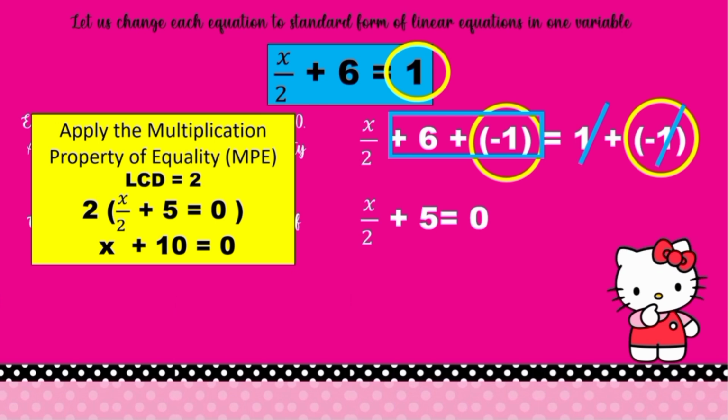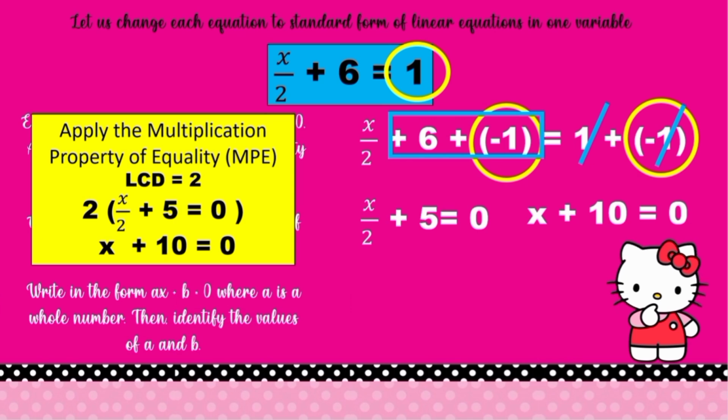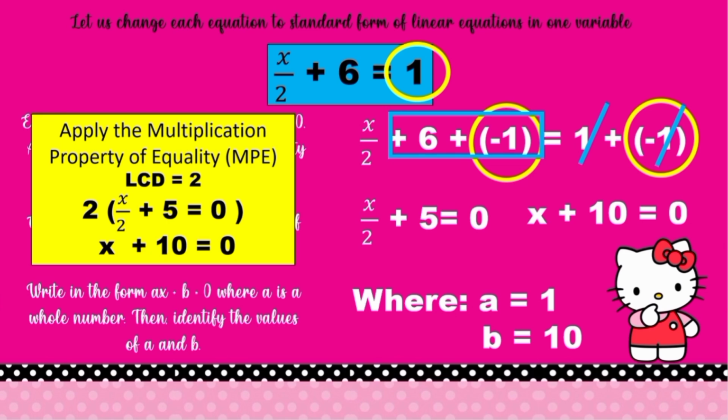First, let's get the LCD, and that is 2. We will multiply the LCD on both sides of the equation, giving us the product of x plus 10 is equal to 0. Now write in the form of ax plus b is equal to 0, where a is a whole number. Then identify the values of a and b. X plus 10 is equal to 0 is in standard form, so we can get the value of a and b. A is equal to 1 and b is equal to 10. Just remember, any variable without numerical coefficient is equivalent to 1.